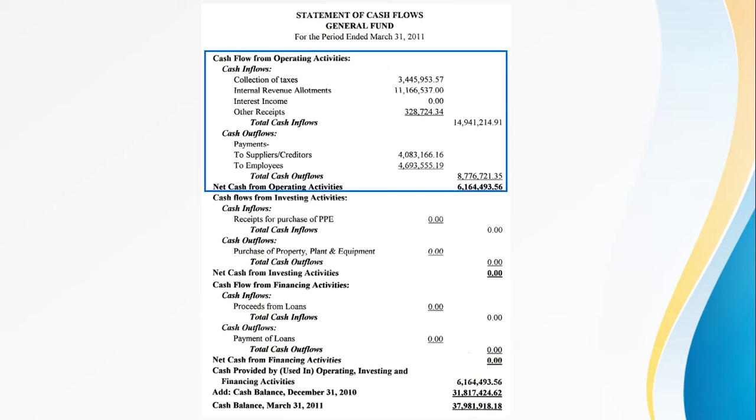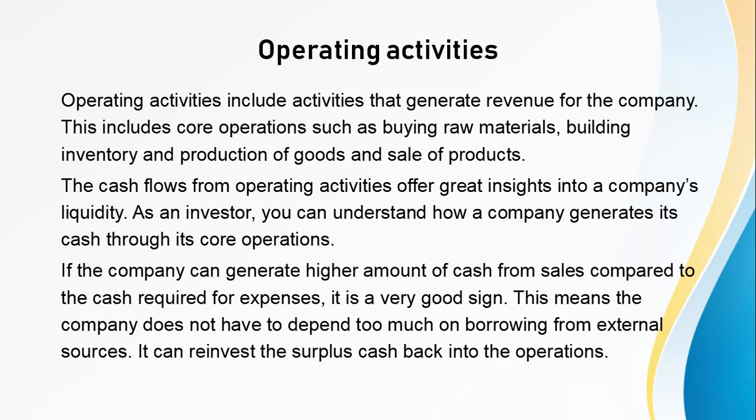Now we'll be seeing the cash flow from operating activities. Operating activities include activities that generate revenue for the company. This includes core operations such as buying raw materials, building inventory, production of goods, and sale of products. The cash flows from operating activities offer great insights into a company's liquidity. As an investor, you can understand how a company generates its cash through its core operations.